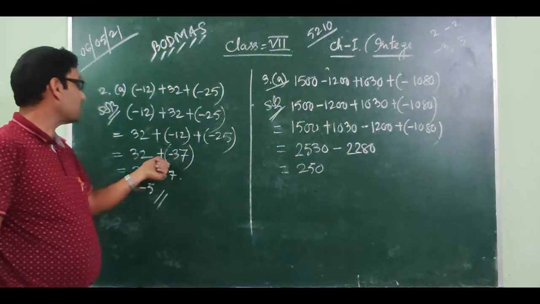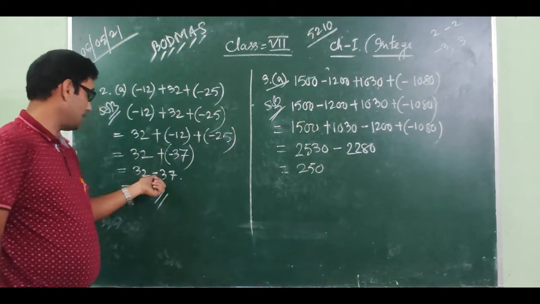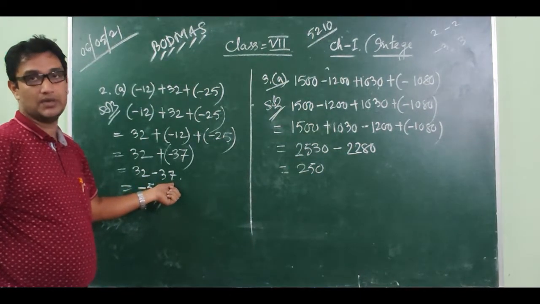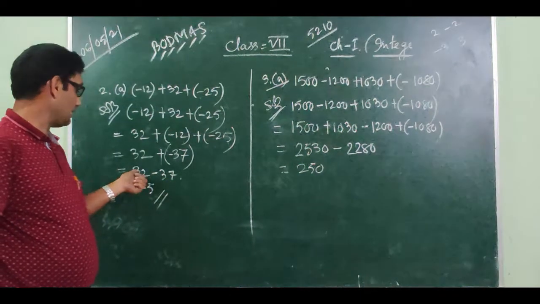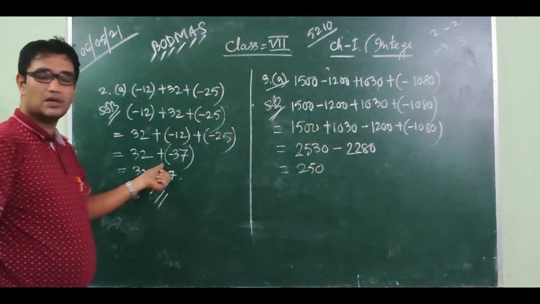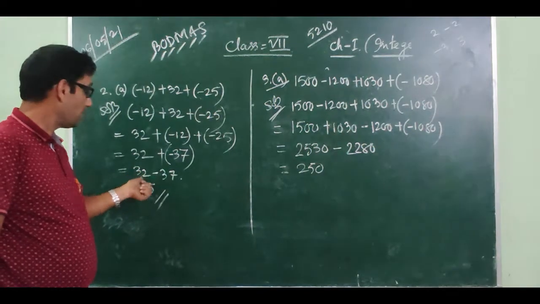Now you see the next step, here plus and here minus. Plus into minus is minus. Now here 32 minus 37. Again before 32 it means plus, here minus. So plus into minus is minus. Now 37 minus 32 means 5.